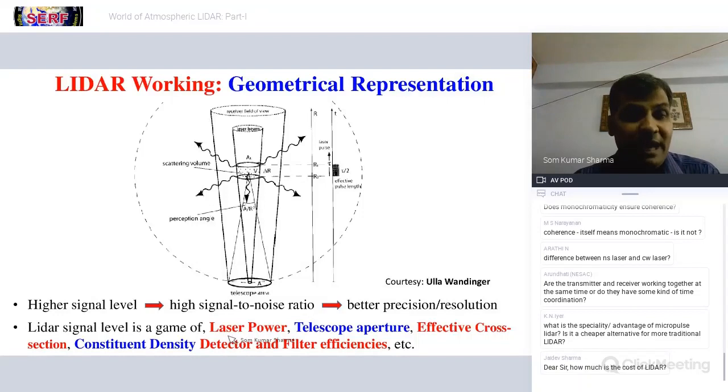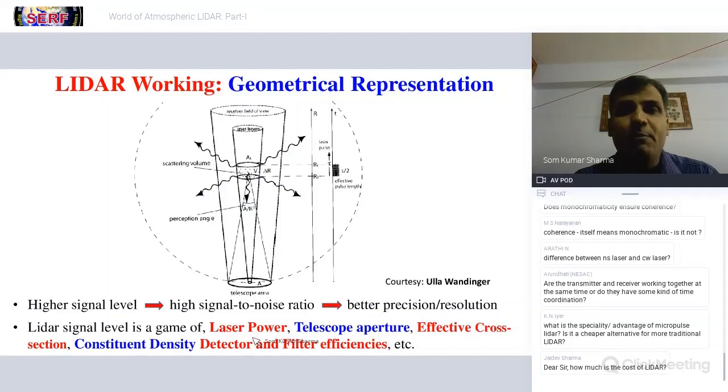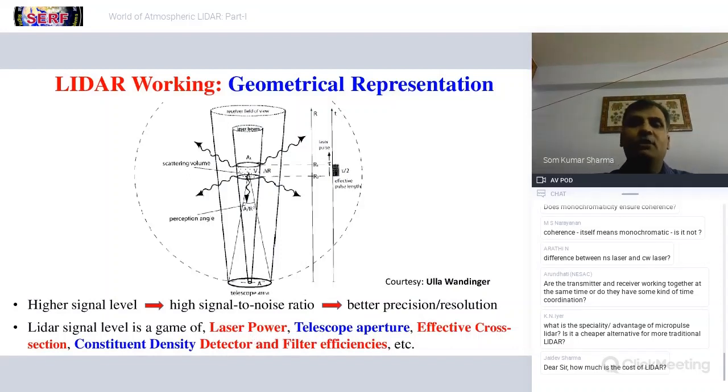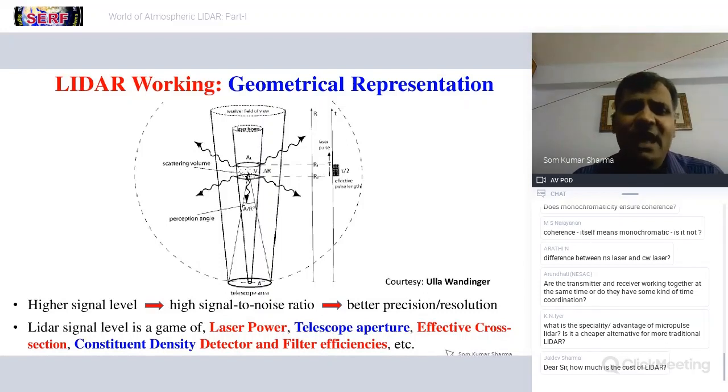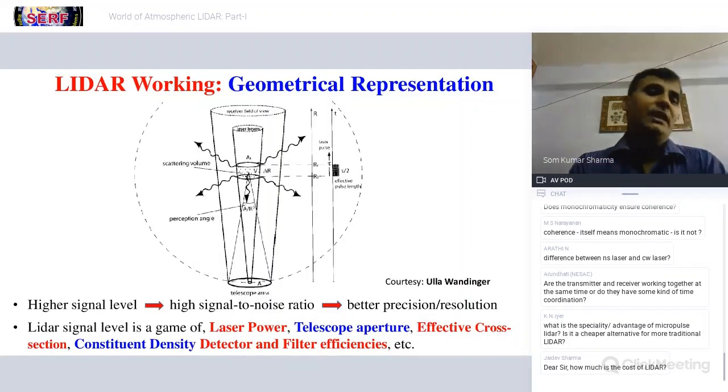And then last but not least, the detector and filter efficiencies. As you have seen in the lidar equation, what is important is the lidar system efficiency. Lidar system efficiency depends upon all the components, electronics or optical, which are being used in the lidar. The detector and filter efficiencies and a few more are there which are very nominal. They do not affect our signal levels much.